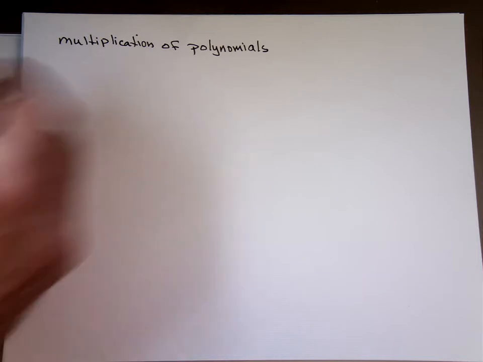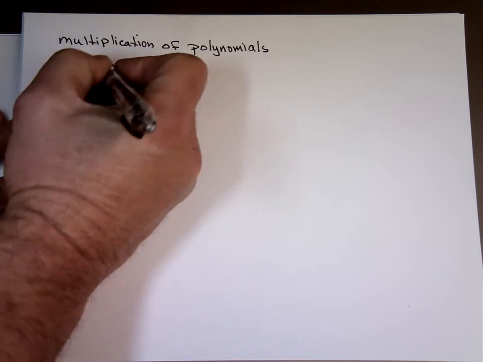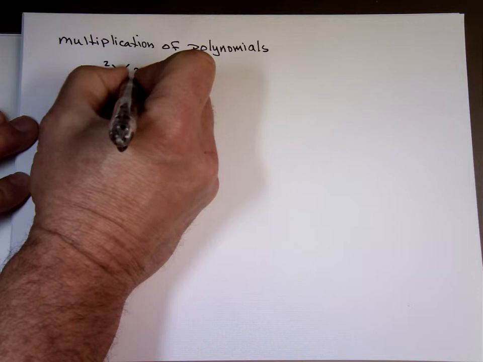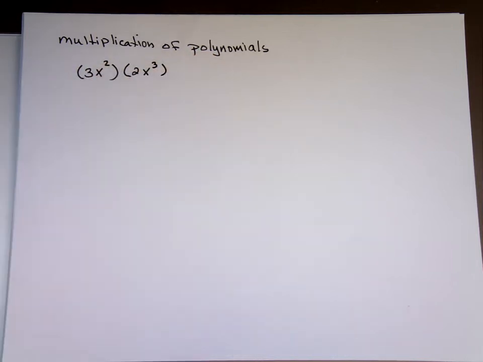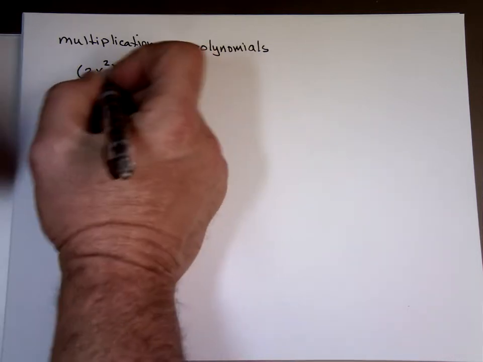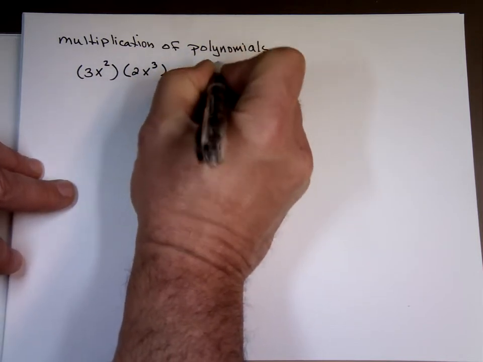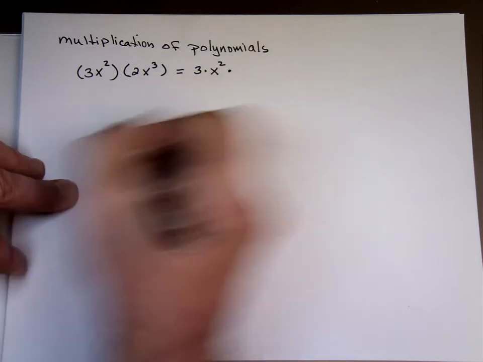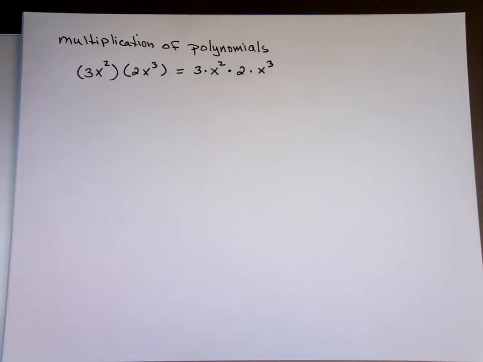I want to multiply a monomial like 3x squared times 2x cubed. Do you remember how we did that? If not, no big deal. What you see here is 3 times x squared. That's what 3x squared means. And you're going to multiply that by 2x cubed. That means 2 times x to the third. And when you're multiplying things, it really doesn't matter which one you write first.